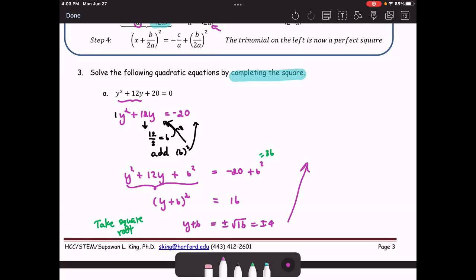That gives us y plus 6 equals 4 as one solution, and the other is y plus 6 equals negative 4. Then we solve completely for y by subtracting 6 from both sides to get y equals negative 2 for the first solution and y equals negative 10 for the second solution.